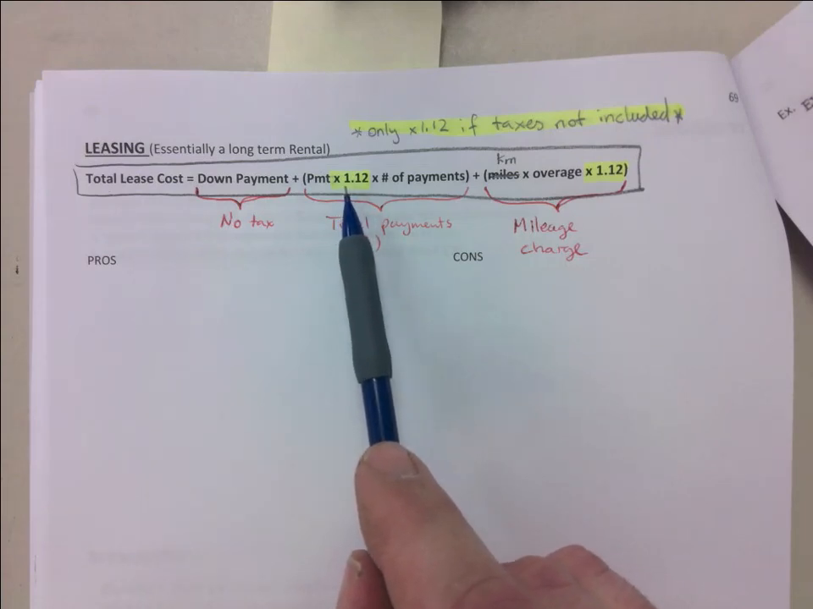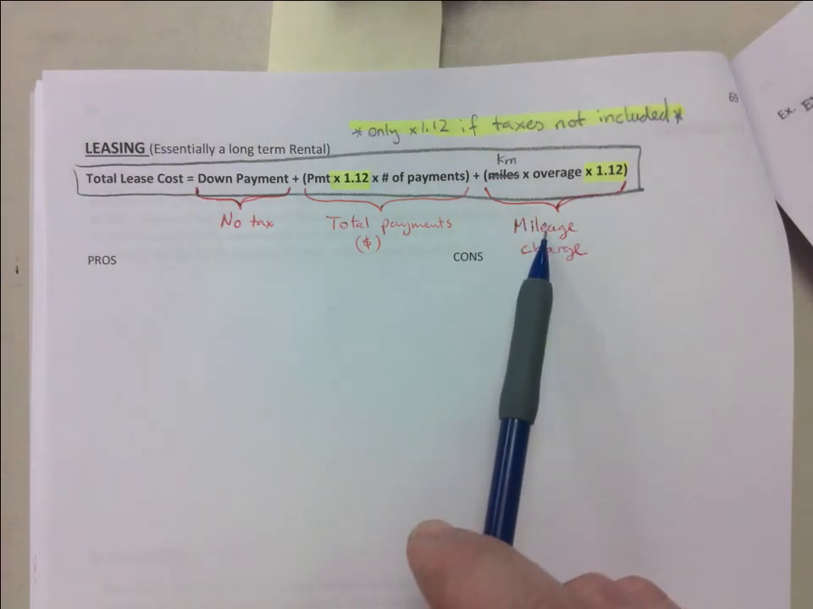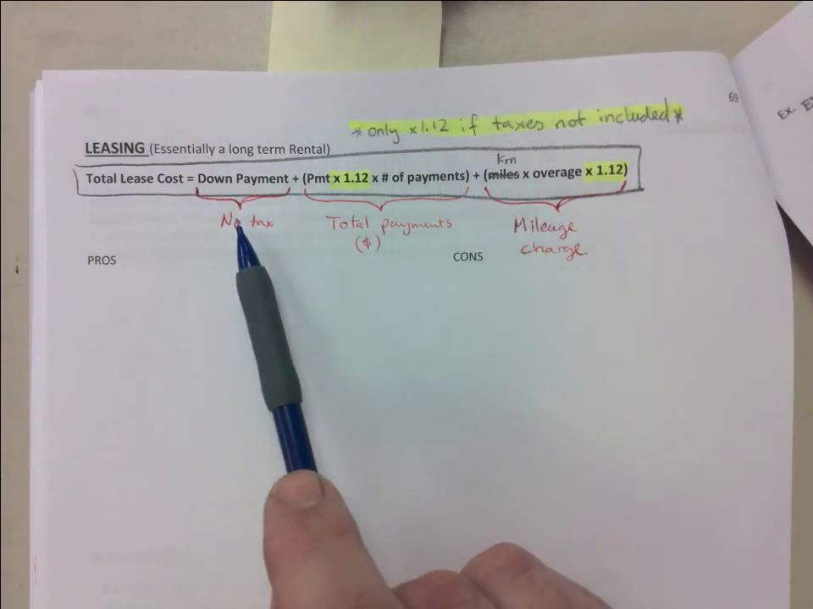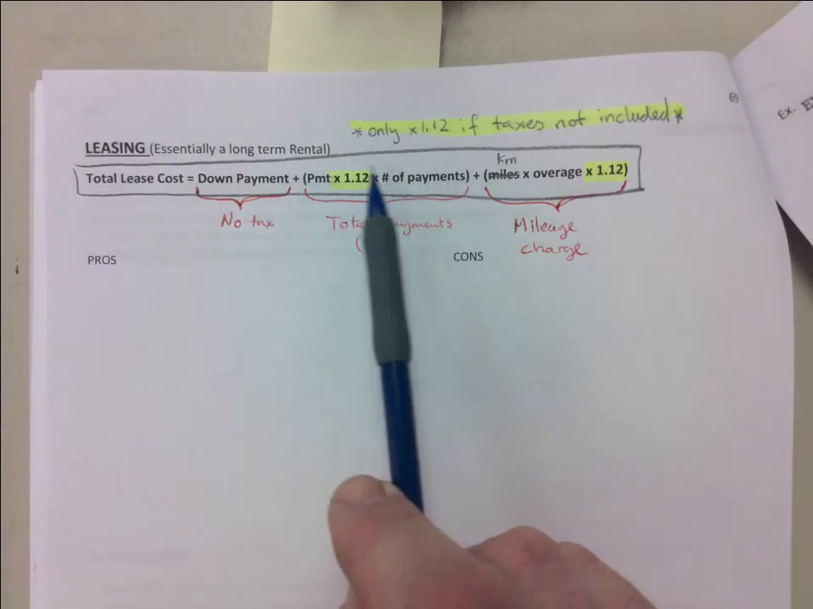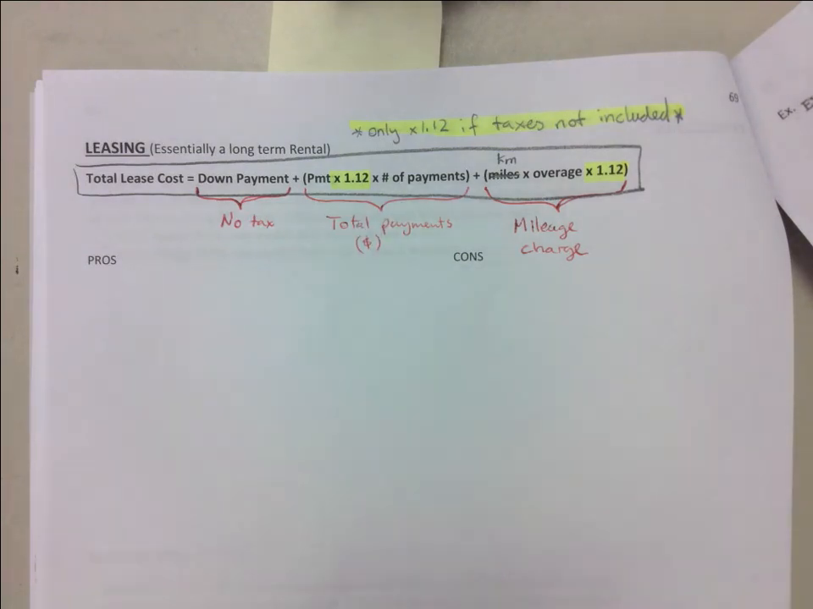There may or may not be a mileage charge. There may or may not be a down payment. But there will certainly be the payments part, right? How much have you paid? So keep that in mind.